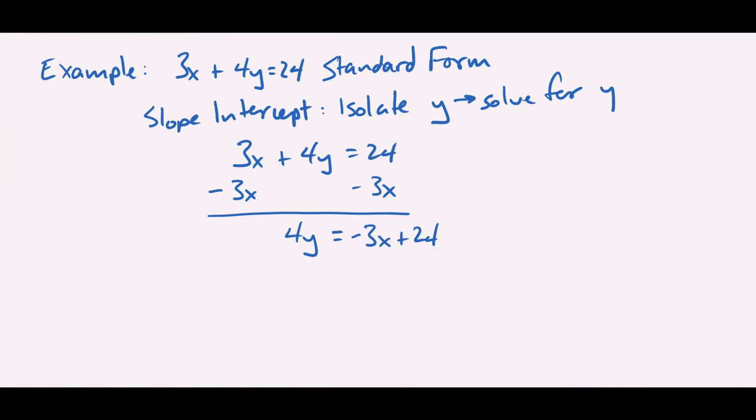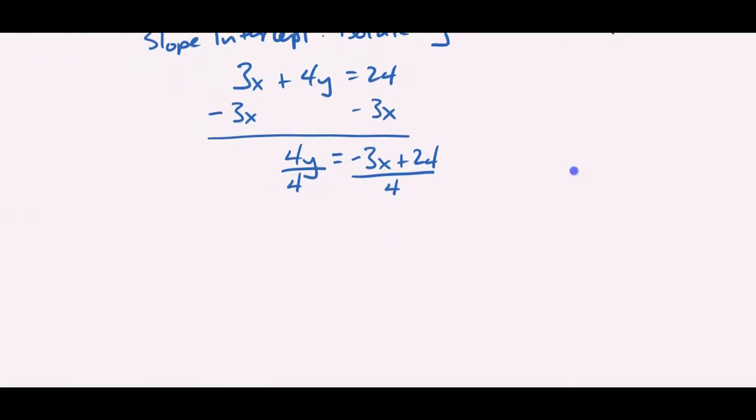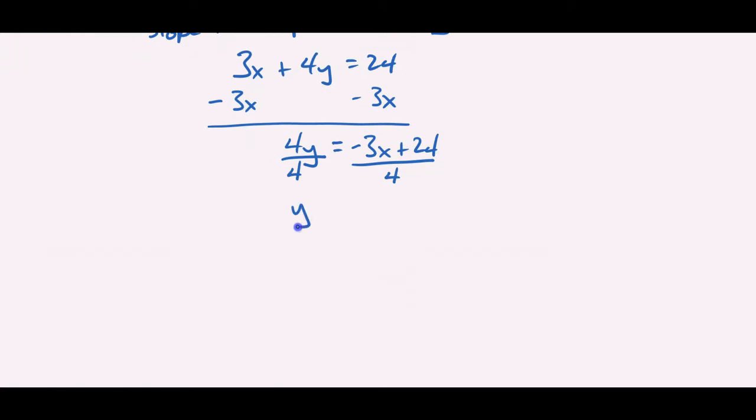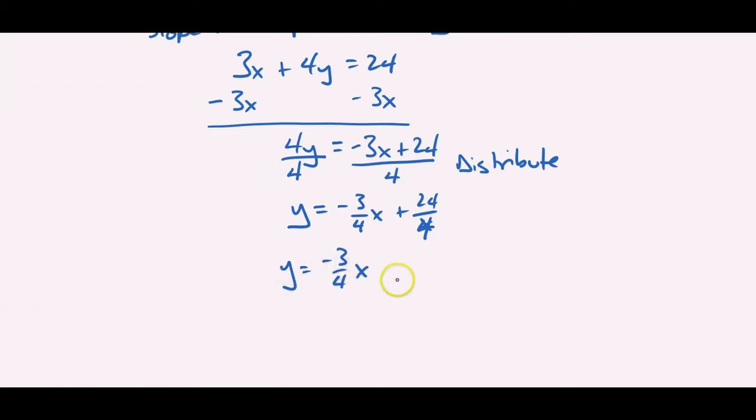Next, I've got 4y's. Well, I don't want 4y's, I just want 1y. So to get 1y, we can divide by 4 on both sides by the division property of equality. When we divide 4y's by 4, I'm just left with a y. On the other side, we can distribute. So that turns into negative 3 over 4 x plus 24 over 4, excuse me. With a little simplifying, negative 3/4 x is fine.